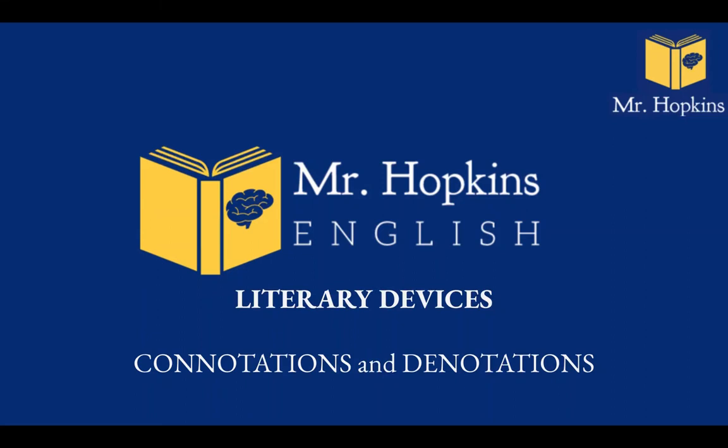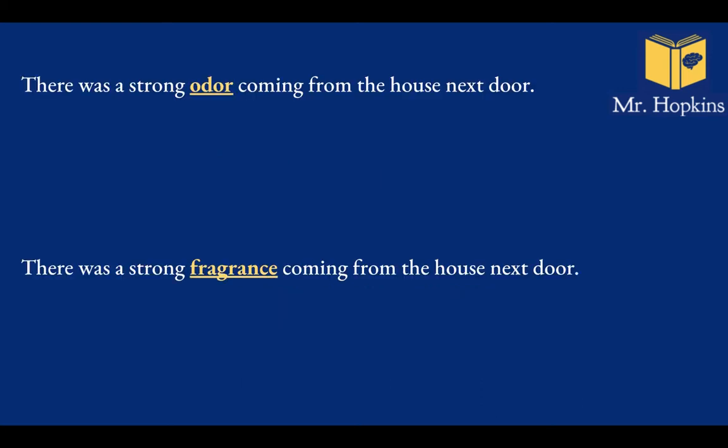With this video on literary devices, I will be explaining connotations and denotations. Now, I have two sentences here with just one word being different. The first, there was a strong odour coming from the house next door. The second, there was a strong fragrance coming from the house next door. Now, I have two very different images in my mind.